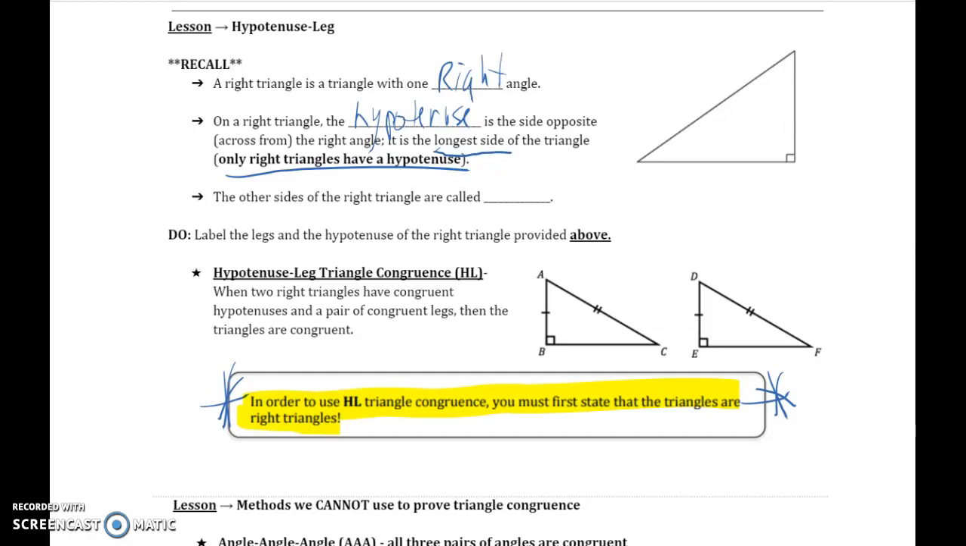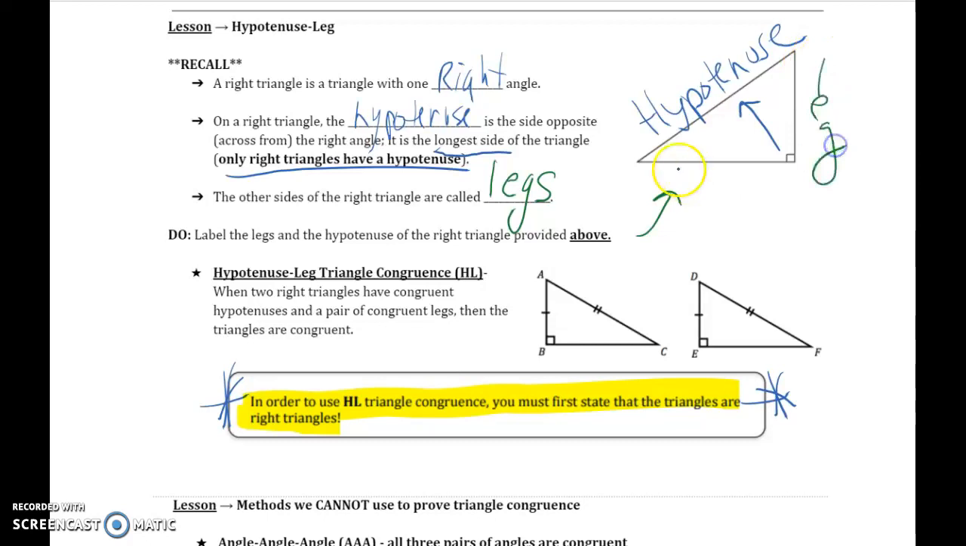So the other sides of the triangle that are not the hypotenuse are called the legs. On the right triangle above, let's label the hypotenuse, which is opposite that 90-degree angle. That is the longest side of the right triangle. And then we have one leg, and we have another leg. It doesn't matter which leg I use for hypotenuse leg, as long as it is the corresponding side in the other triangle.